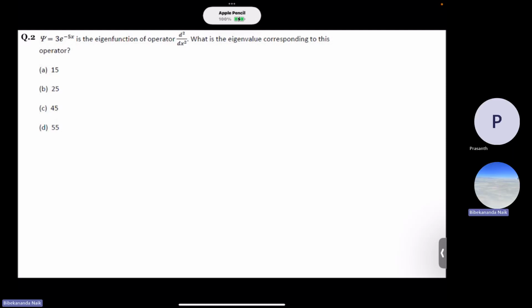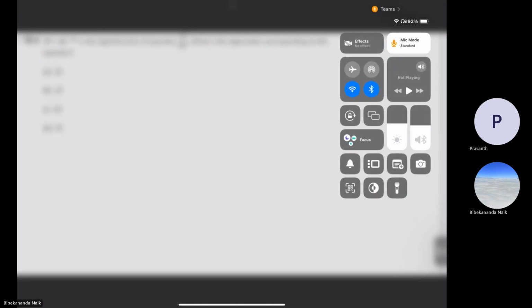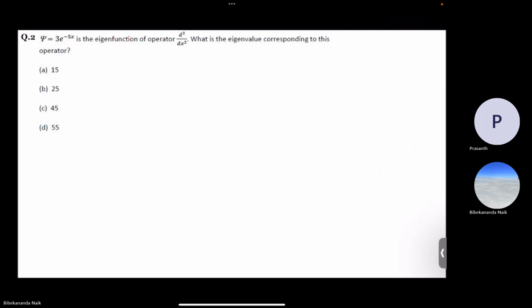Yes, did you solve it? Can you tell me what will be the corresponding eigenvalue of this wave function and the operator?